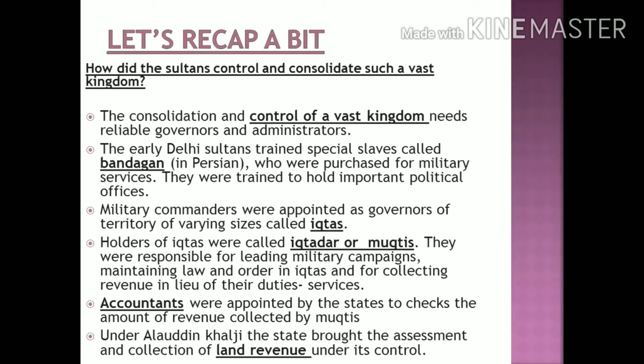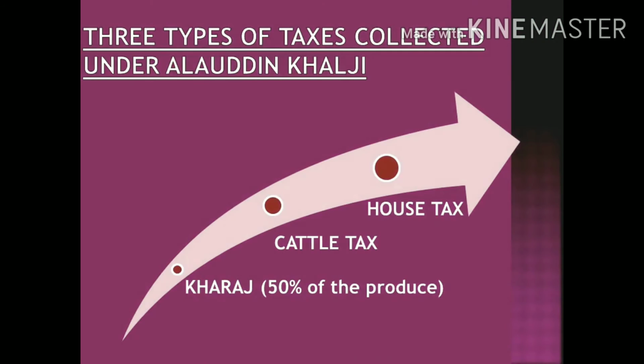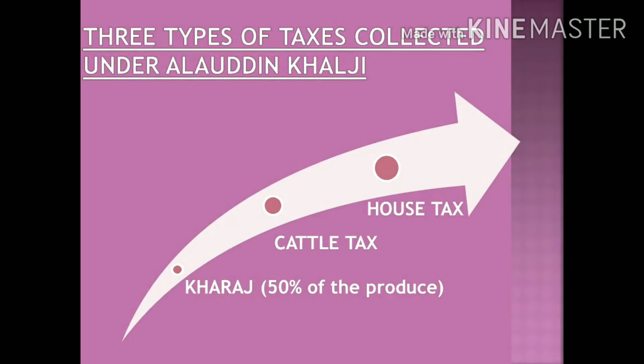Apart from this, they also expanded along the external frontier. यानी कि अब उन्होंने expand करना शुरू किया साउथ इंडिया में. अलाउद्दीन खलजी ने शुरू किया, and then finally during Alauddin Khalji's reign, 3 types of taxes were collected. That is house tax, cattle tax, and kharaj. Kharaj का मतलब है it was a tax on 50% of the produce. जितना प्रोडक्शन किया है उसका 50% पे टैक्स देना होता था.